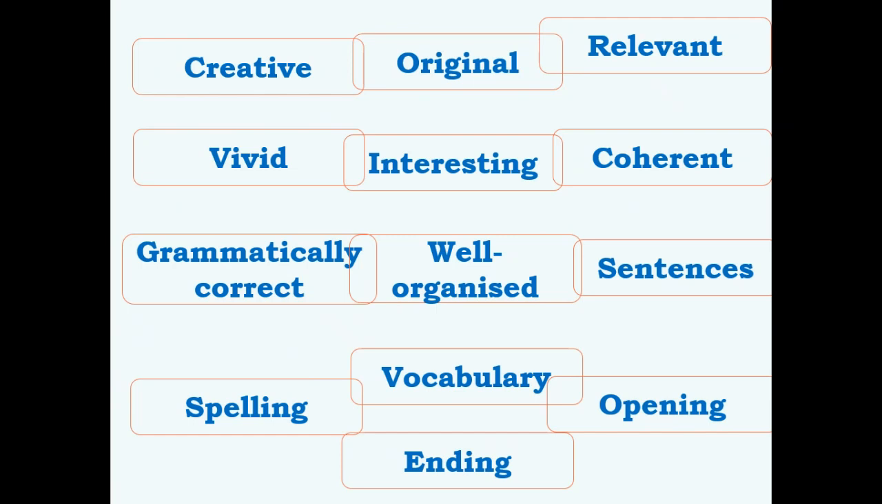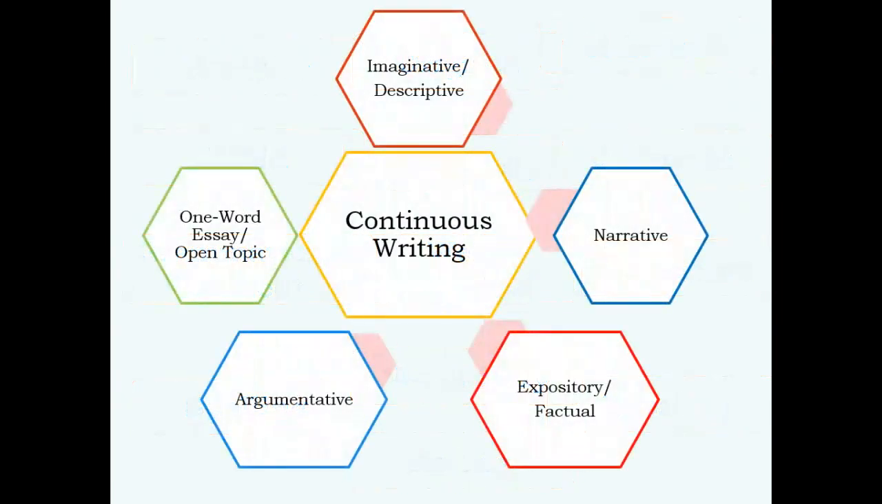Because when you do continuous writing, unlike directed writing in Paper 1, where you have the question, you have the points, and there's a format to it, here you're given a topic, you're given a question, and you just need to write. There's no guided reference. The types of continuous writing that will be tested in your 5 questions are descriptive writing, narrative, factual, argumentative, and also what we call a one word essay, which is also known as an open topic. So let's go into it.